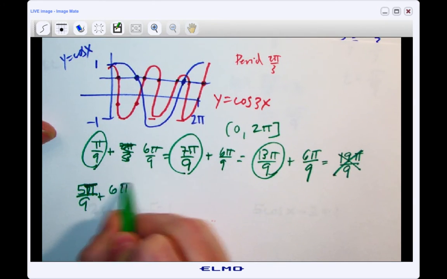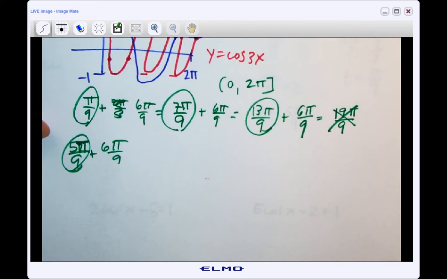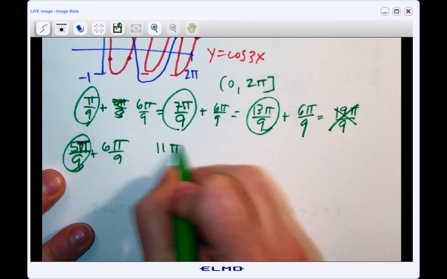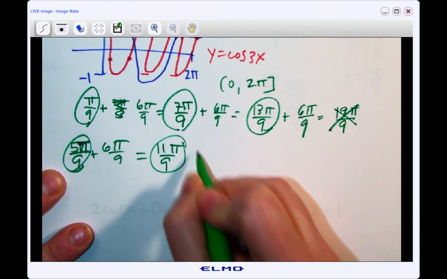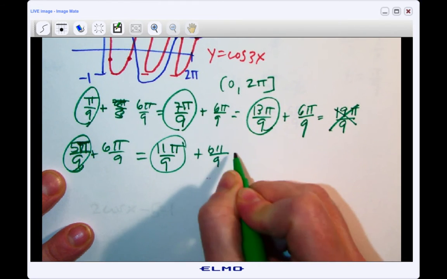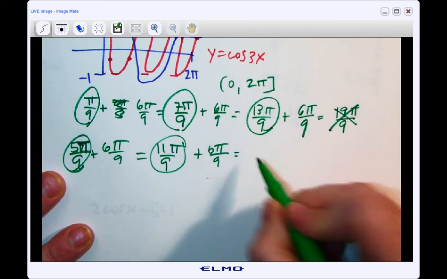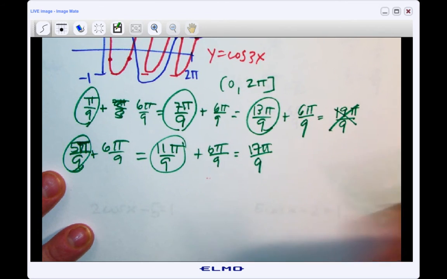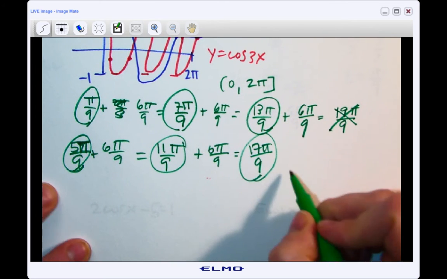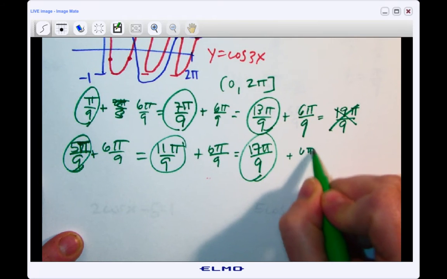And I'm going to add 6 pi over 9. So we know that he's good. When I add 6 to that, 11 pi over 9, still small enough. Add again. I know there's going to be one more because of all what I just said, right? I know that I'm expecting 6 solutions. But if I add it again, you're going to see it's too big.